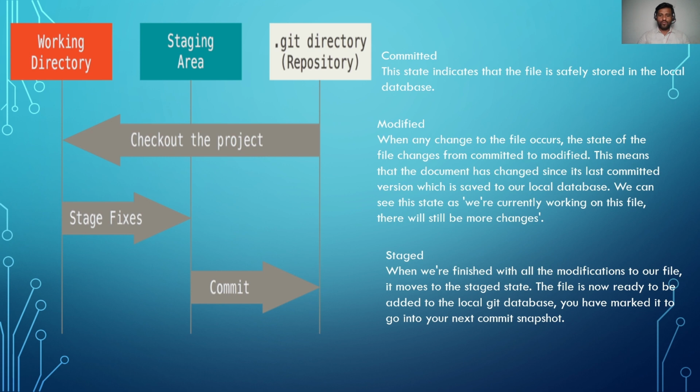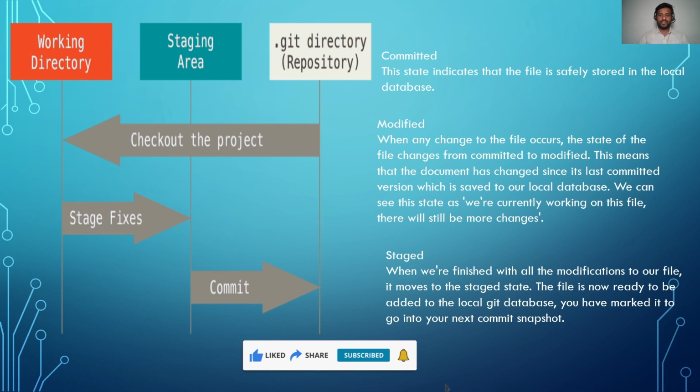And modified: when any change to the file occurs, the state of the file changes from committed to modified. This means that the document has changed since its last committed version, which is saved in our local database. We can see this state as we are currently working on this file. There will still be more changes. This is about the modified state.